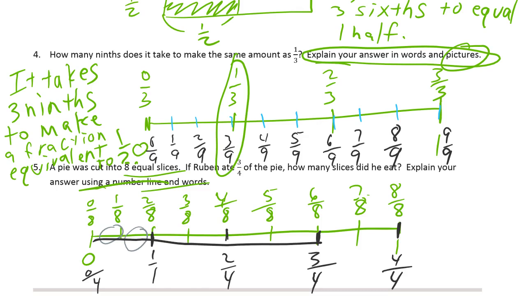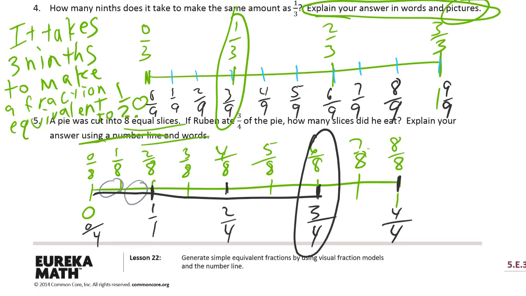How many slices did he eat? So right here we can see it. Those are the equivalent fractions. So it's 6/8. So those are 6 slices. Reuben ate a lot of pie. We want how many slices did he eat, not how many eighths. So I have to erase that fraction bar I was starting to draw there. 6 slices of pie.